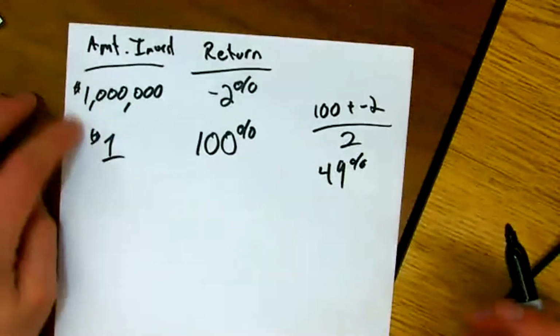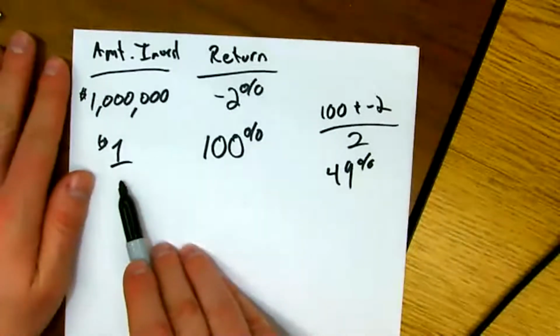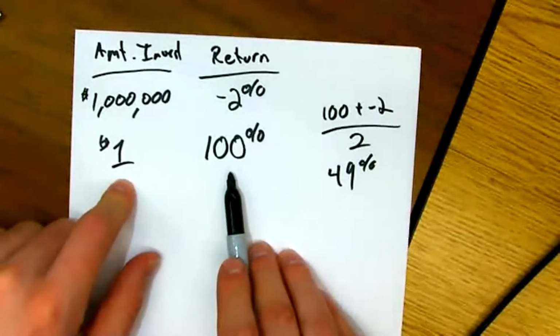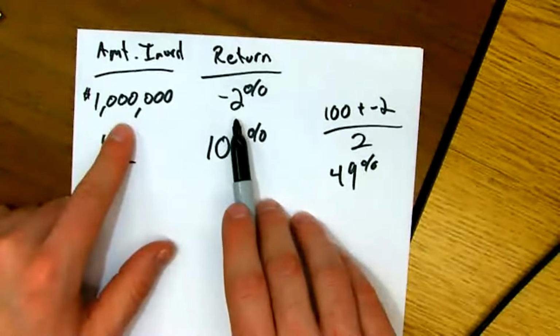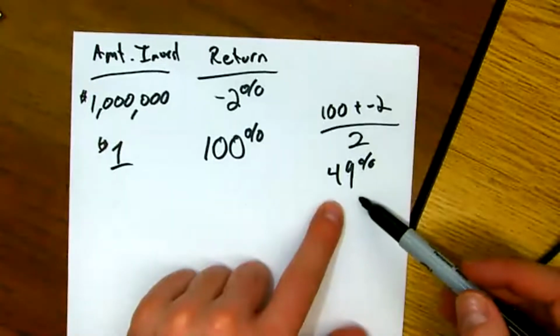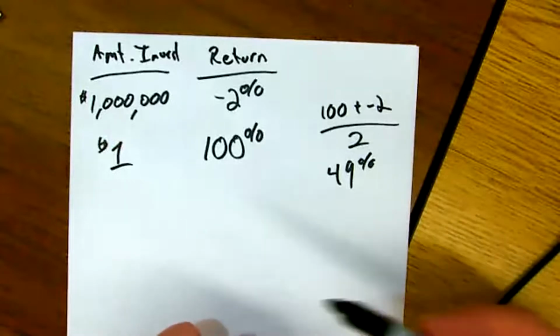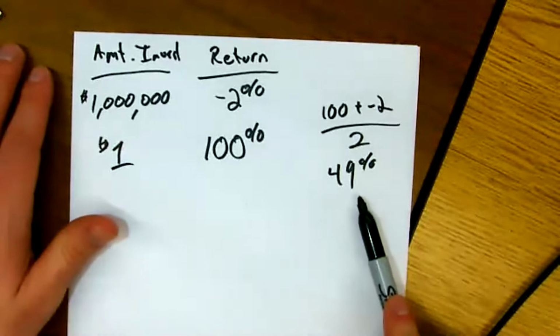Well, no, that's not the average return of this portfolio, because if you think about it, how much money did I make here from that 100% return? Basically, I doubled my money, so I made $1, right? How much money did I lose here? Well, 1% would be $10,000, so I lost $20,000. So clearly, the average return, I lost 20,000 minus one, or negative 20,000 plus $1. So I lost $19,999, right? My return wasn't positive 49%.